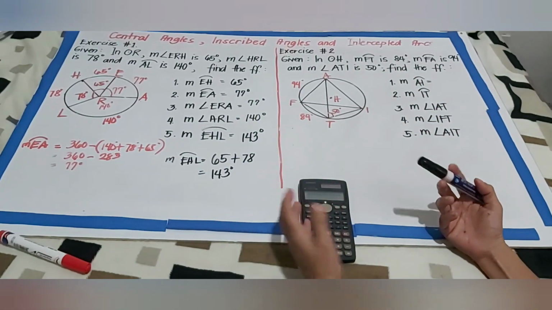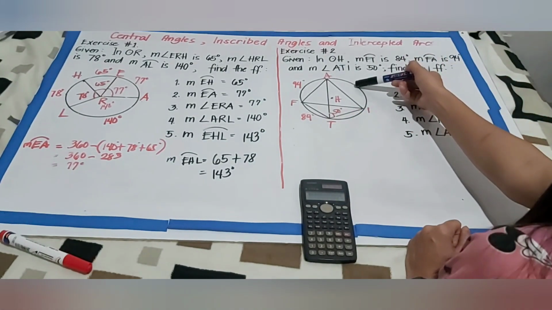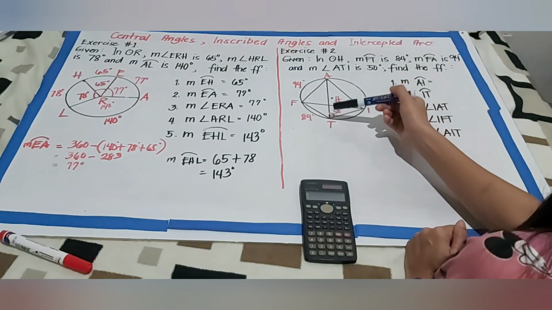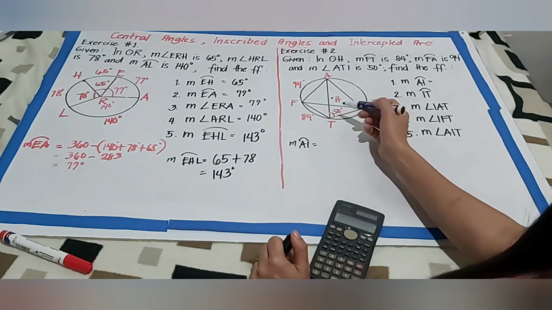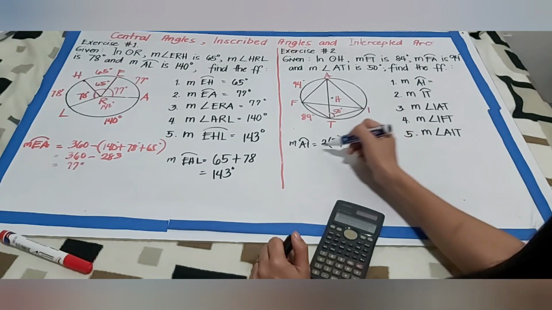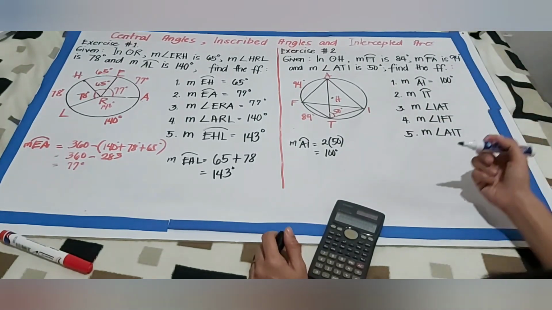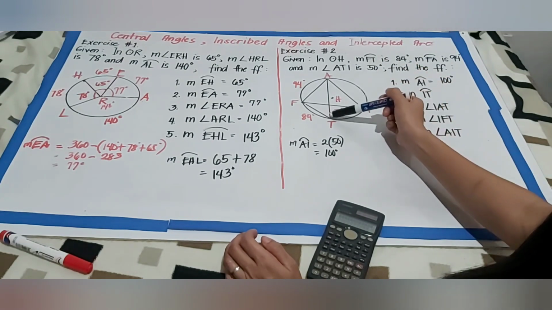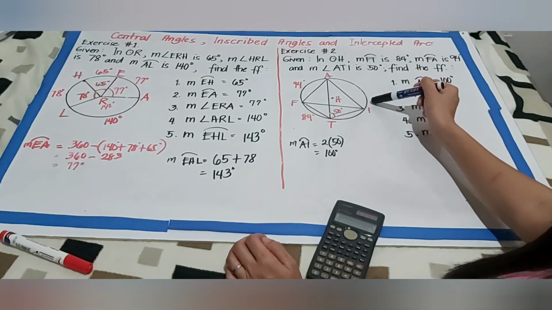So, if we go back to the theorem, the measure of the inscribed angle is half the measure of the intercepted arc, and the measure of the intercepted arc is twice the measure of the inscribed angle. Okay? So, to find the measure of arc AI, it's twice, right? We multiply the measure of its inscribed angle by two. 2 times 50 is 100 degrees. So, this is 100 degrees. So again, so you don't get confused, when looking for the arc, you have to multiply the angle by 2. When looking for the angle, you have to divide the given intercepted arc by 2.